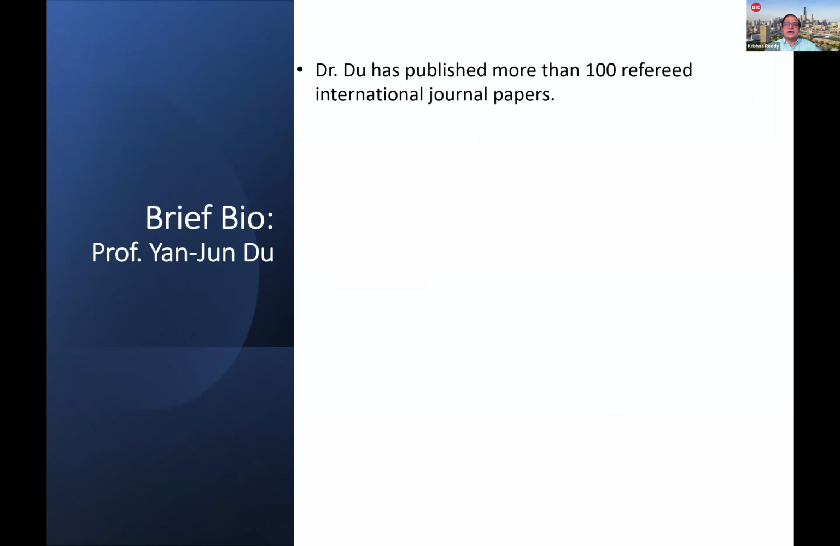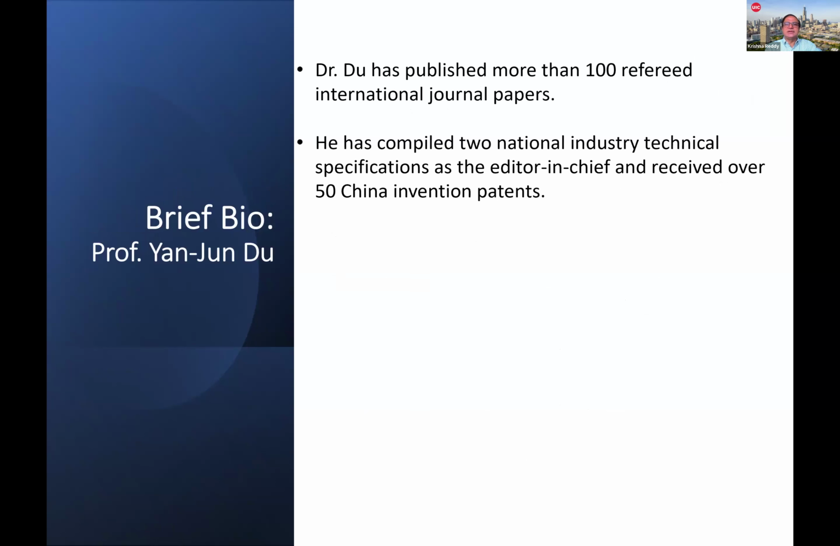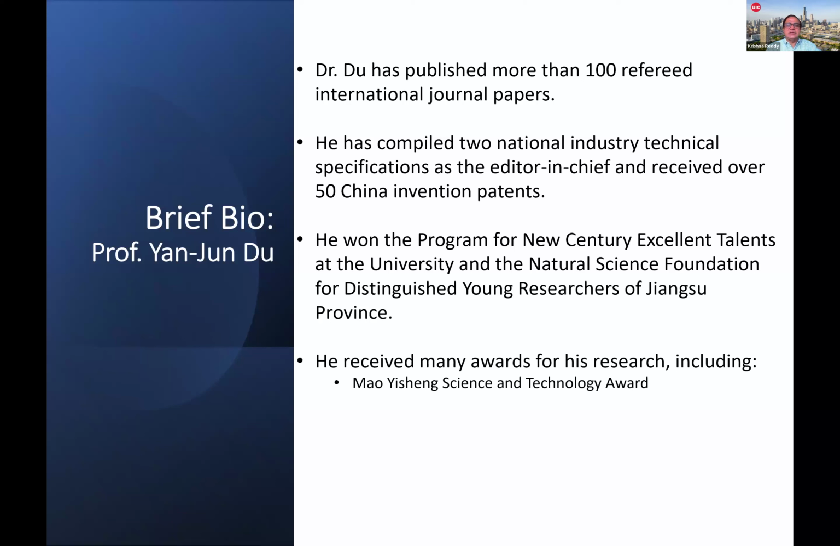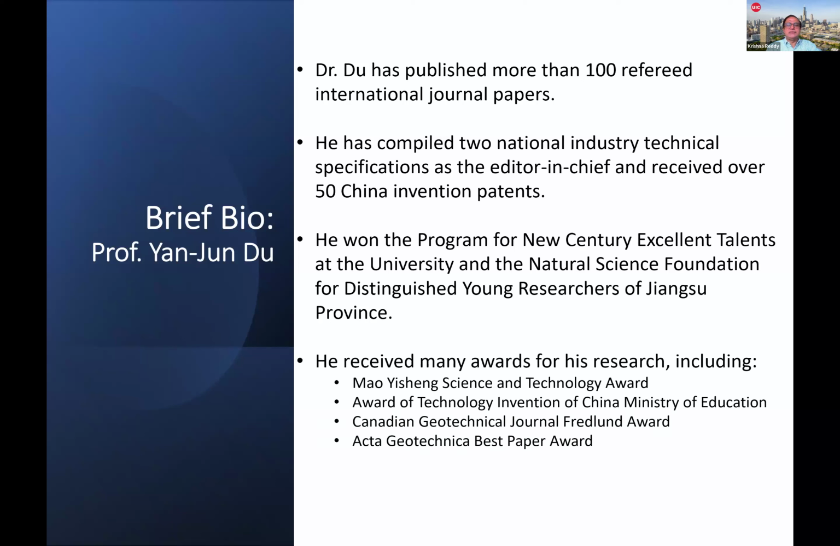He has published over 100 excellent journal papers. He has compiled 2 national industry technical specifications as the editor-in-chief. He also received over 50 inventions or patents in China. He won the Program for New Century Excellent Talents at the university, and also he received the National Science Foundation for Distinguished Young Researcher Jiangsu Province Award. He's received many other awards also for his research, including these few of them I listed here.